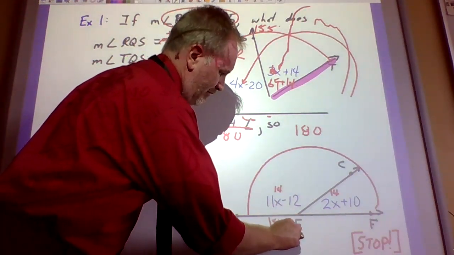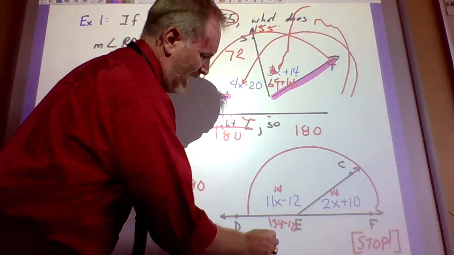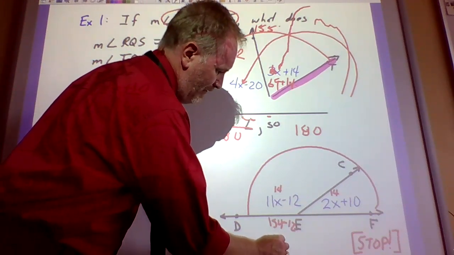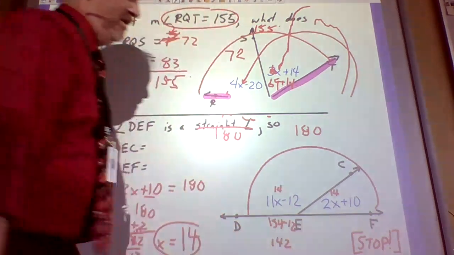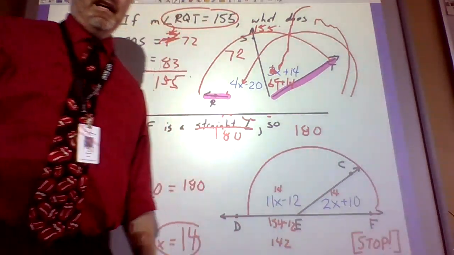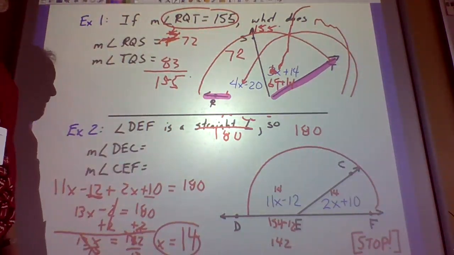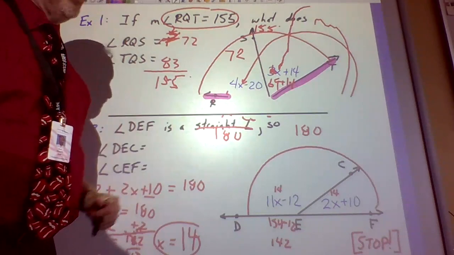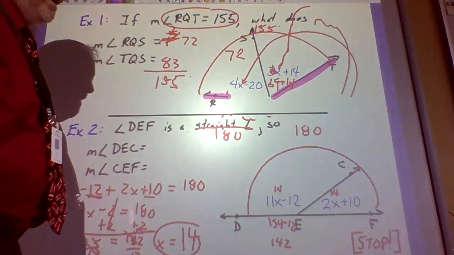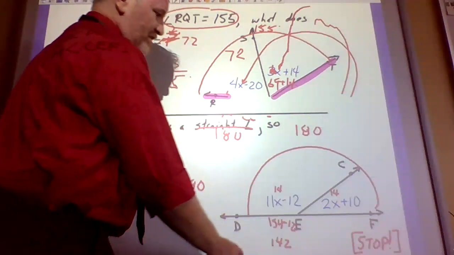Take away 12 would knock it down to 142. And I'm hoping I'm not making any mistakes because I'm a little bit flustered with the calibration, and I apologize for that. Okay, so 142.